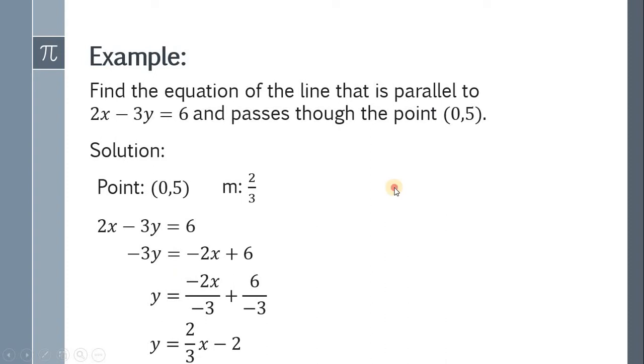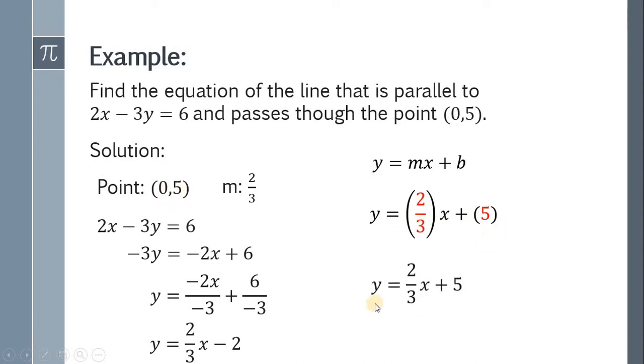So, gagamitin natin dito is y equals mx plus b o yung ating slope-intercept form. Substitute natin yung given natin. Yung slope natin ay 2/3 and yung y-intercept natin, ito yung 5. Simplify, we have y equals 2/3 x plus 5 and we're done.